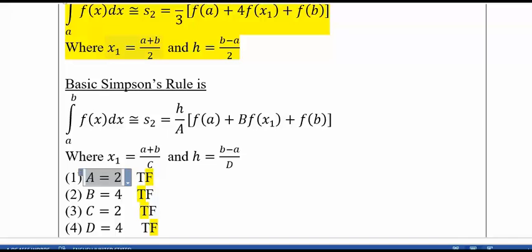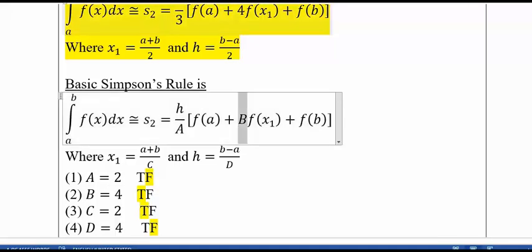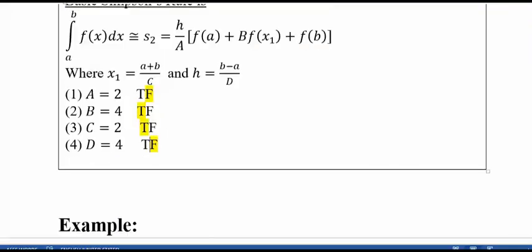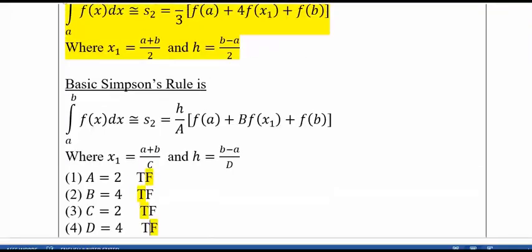A must equal 3. B equal 4. Here is B and here is 4, so it is 2. C equal 2. Here is C equal 2. D equal 4. D must equal 2, so it's false. Okay, I think that this question is understood carefully.